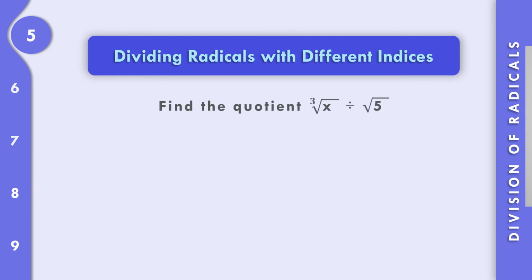So, how about number 5? The cube root of x divided by the square root of 5. First, we need to copy. We cannot make the x into 5, and also the 5 cannot become x. So let us write this radical as an exponent. That becomes x raised to 1 over 3 divided by 5 raised to 1 over 2.